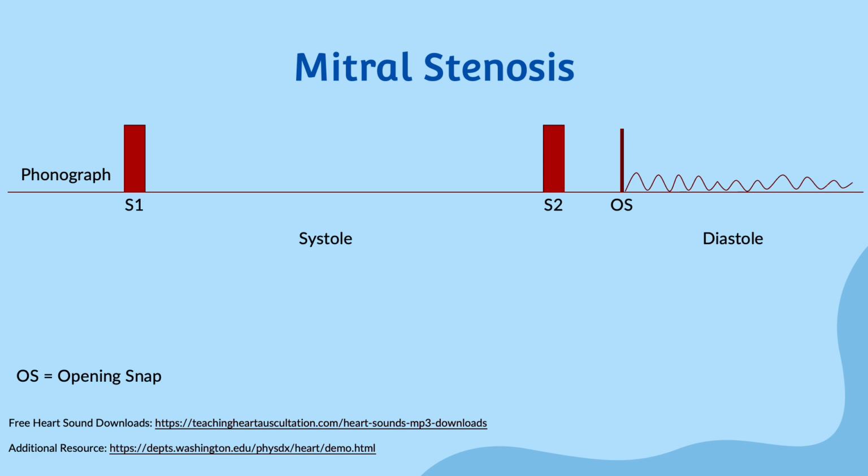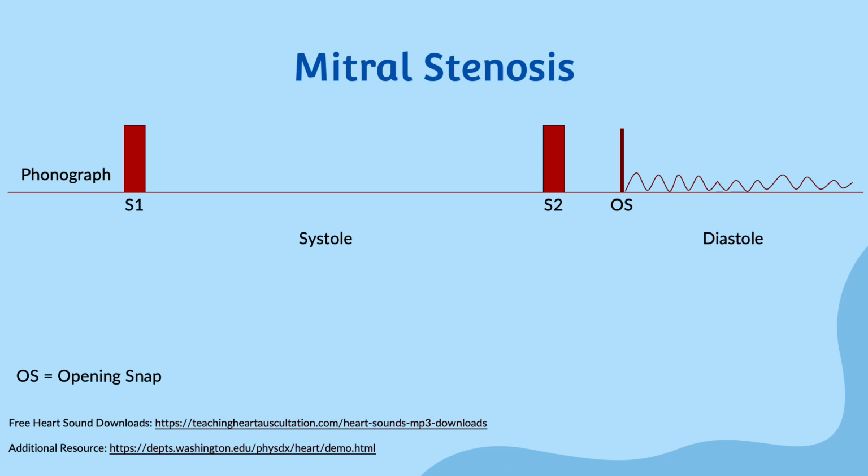The murmur is usually a low-pitched, rumbling sound that can be heard throughout diastole following an opening snap sound, which is the sound of the mitral valve finally popping open to allow blood to flow from the left atrium into the left ventricle. Mitral stenosis can be caused by a variety of factors such as rheumatic fever or a calcified mitral valve. The opening snap sound may generally be used as an indicator of disease severity.